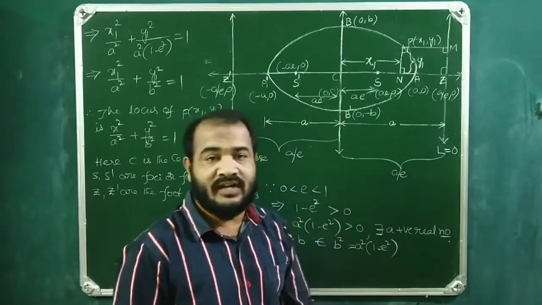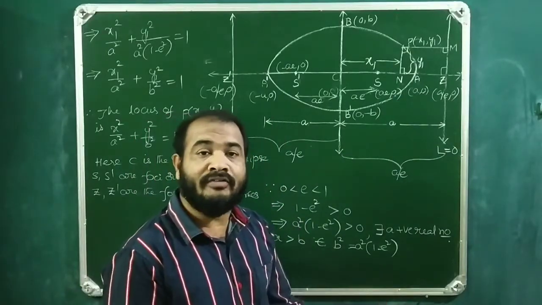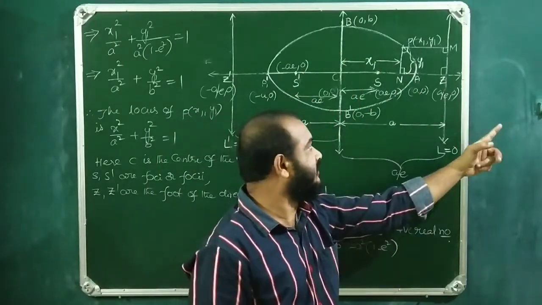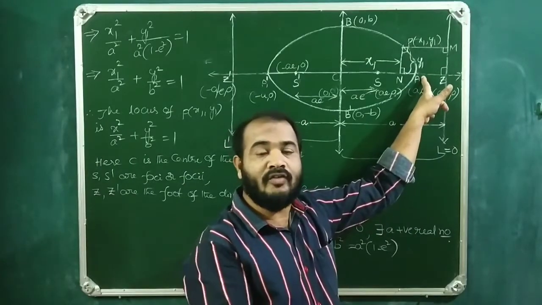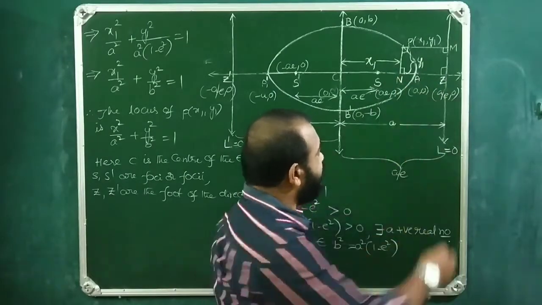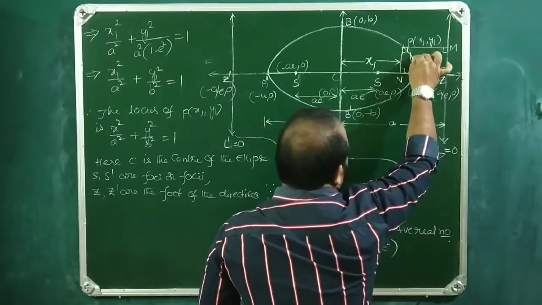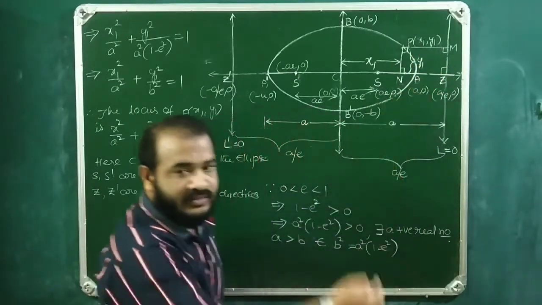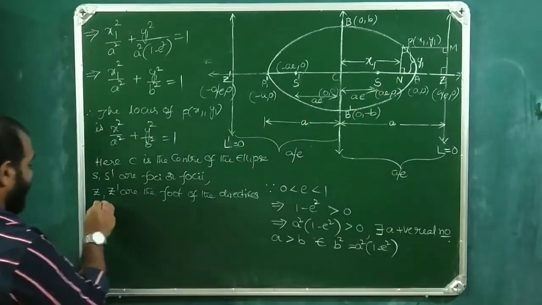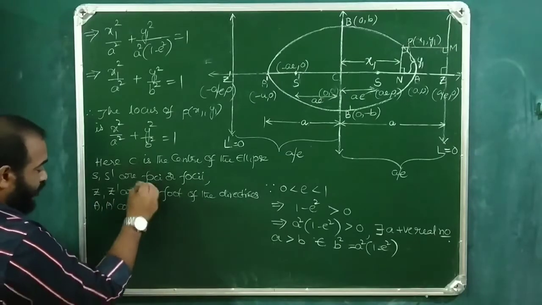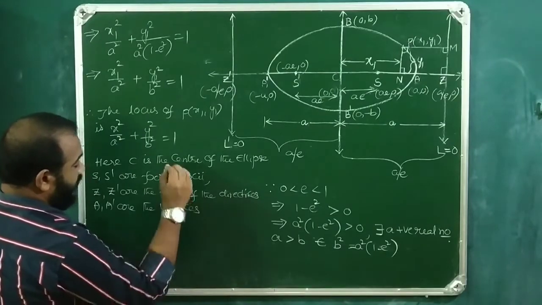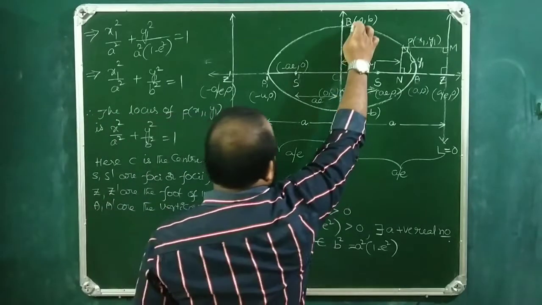What is the definition of a vertex? The point of intersection of the ellipse and the principal axis. So A is the point of intersection of this ellipse and the principal axis, the x-axis. The x-axis is this and the ellipse is this. Both are intersecting at this point. Therefore, A is said to be the vertex, where A, A dash are said to be the vertices of the ellipse. And here B, B dash.